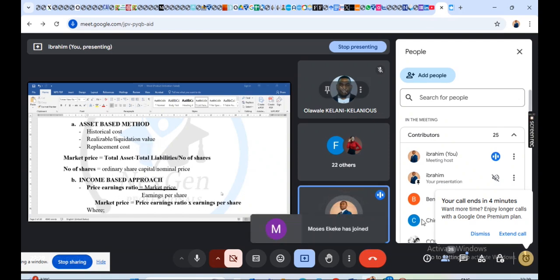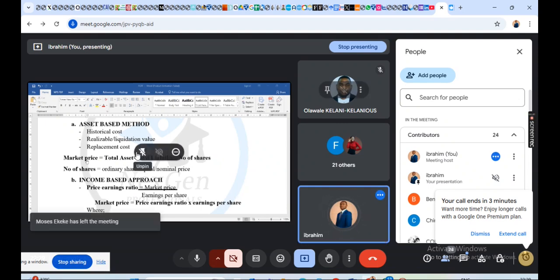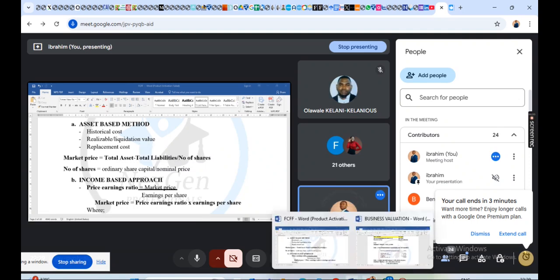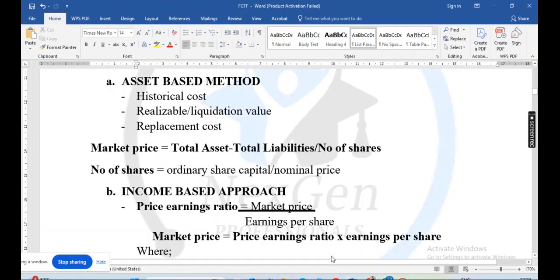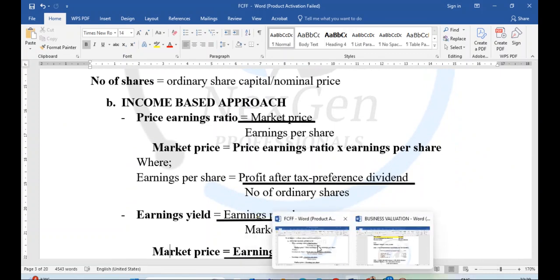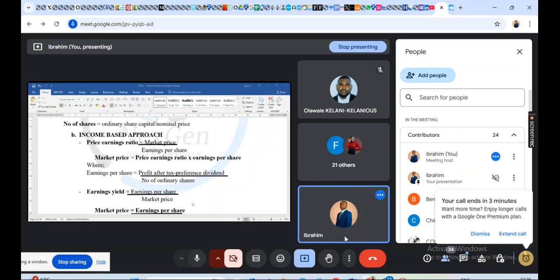Now, under the income-based approach, we have the price earning ratio. Don't forget, class, when you want to determine the market price under the asset-based approach, it is total assets minus total liabilities divided by the number of shares, and that gives you the market price. Under the income-based approach, there are three methods. First, the price earning ratio.